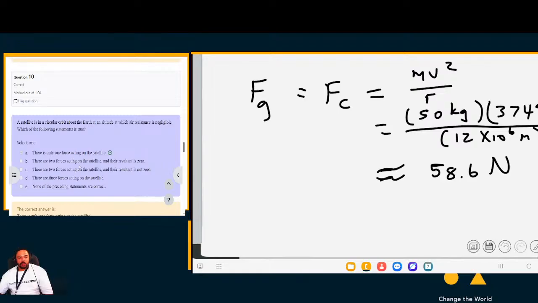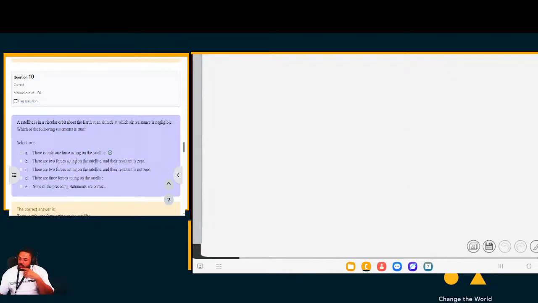Now, second to last question. They ask, a satellite is in a circular orbit around the Earth at an altitude at which air resistance is negligible. So there is a satellite orbiting the Earth at a distance such that air resistance is negligible. Now they ask us, which of the following statements is true? We are going to write down all the statements that are true. Number 10, there is only one force acting on the satellite. Yes, that is a true statement.